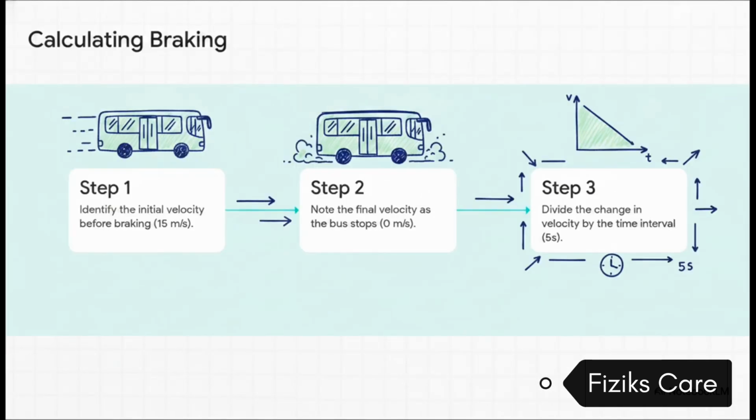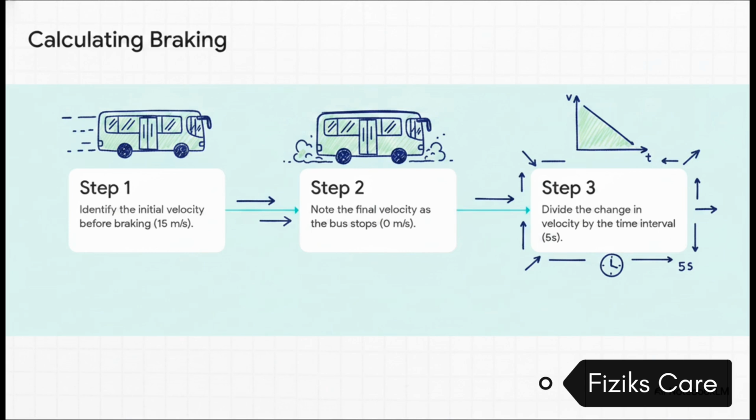Let's calculate this exact scenario step by step using an example from our text. Step 1. Identify the initial velocity before the braking starts. Let's say the bus is traveling at 54 kilometers per hour. For our math, that conveniently converts to 15 meters per second. Step 2. Note the final velocity. The bus comes to a complete, screeching halt, so the final velocity is 0 meters per second.